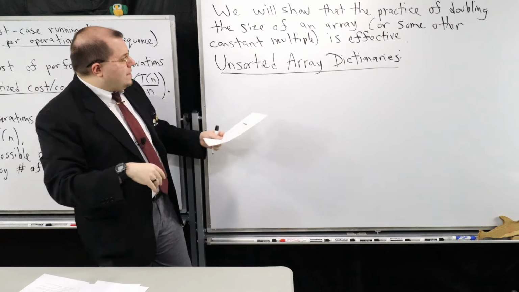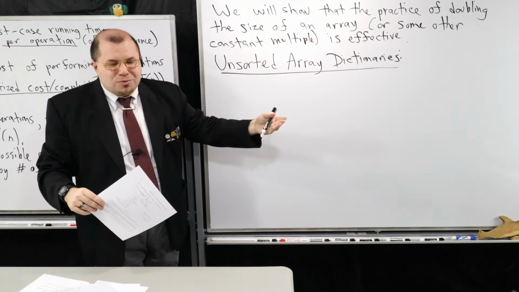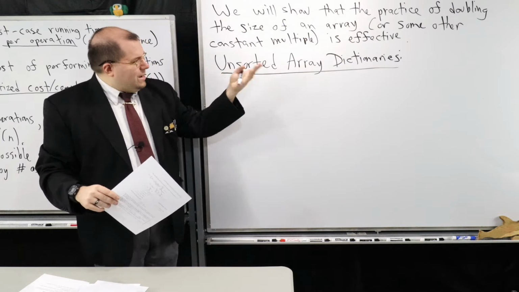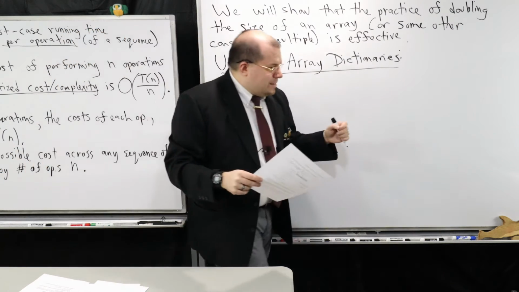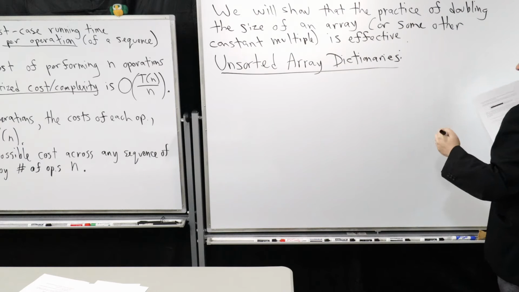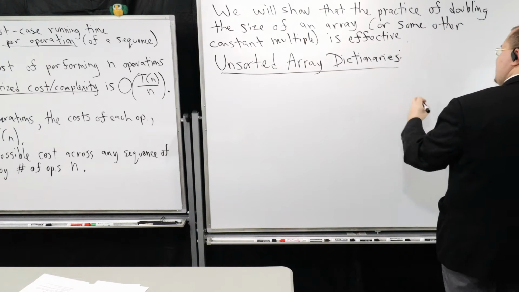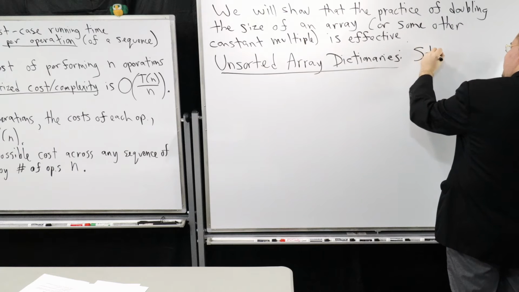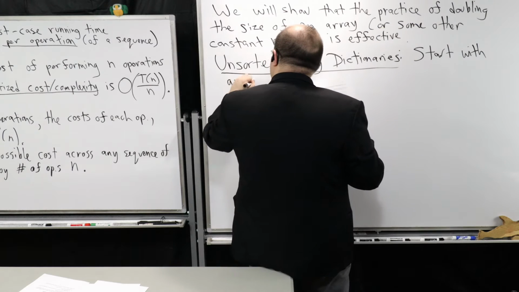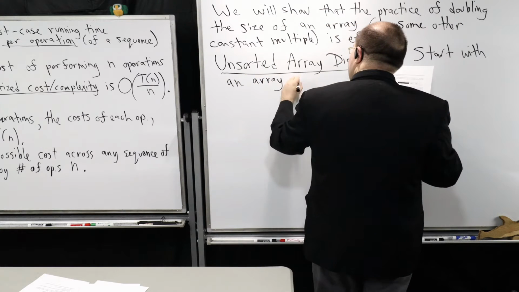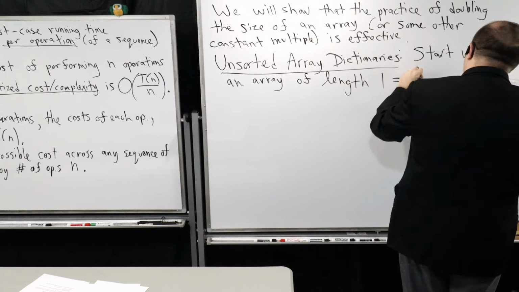I'm going to show you that if you have an unsorted array as your underlying data structure for, say, a stack or a queue, or in our case, a dictionary, you actually end up with some really nice results. And they're going to reflect something that you may have been told is practically effective. So what we're going to do is start with an array of length 1, which is 2 to the power of 0.